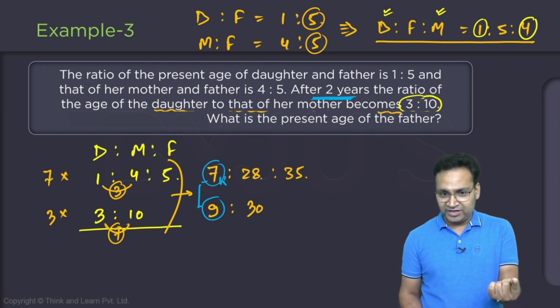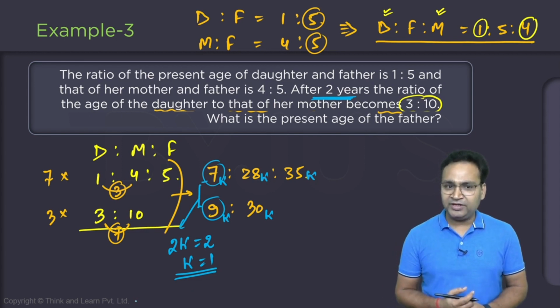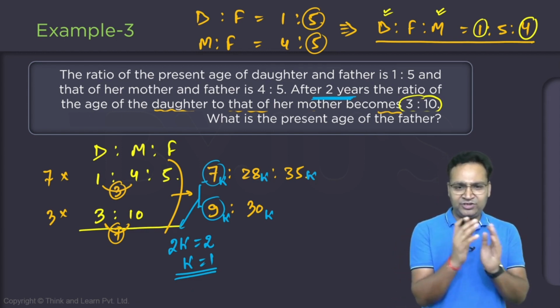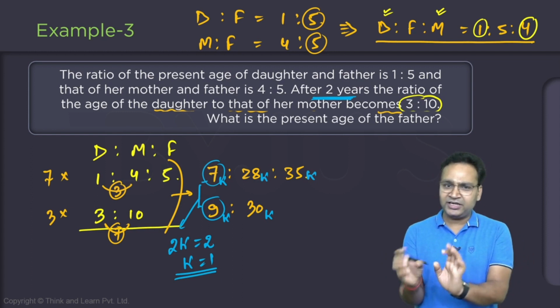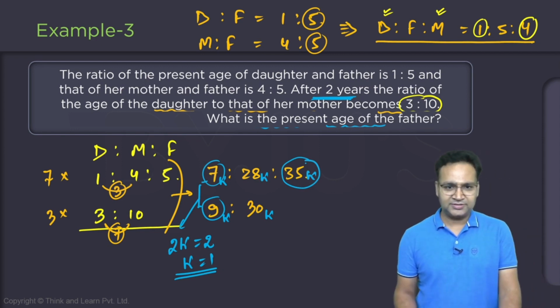If this is 7K, this is 28K, this is 35K, 9K and 30K. I'm saying the difference of 7 and 9, that is 2K, should be equal to 2 years. So what is the value of K? 1. That means the ages are 7, 28, 35, 9 and 30 as it is. So what is the present age of father? It is 35. Just look at this, whether this is clear. Very easy, right?